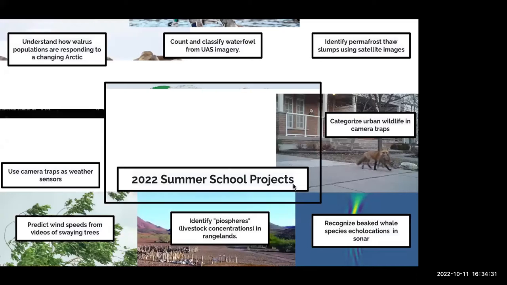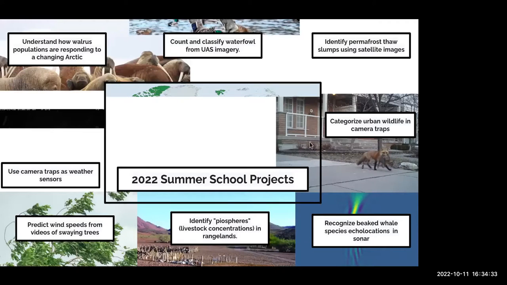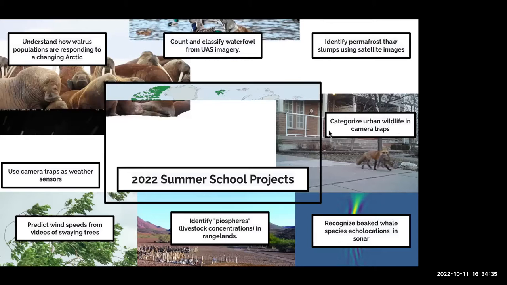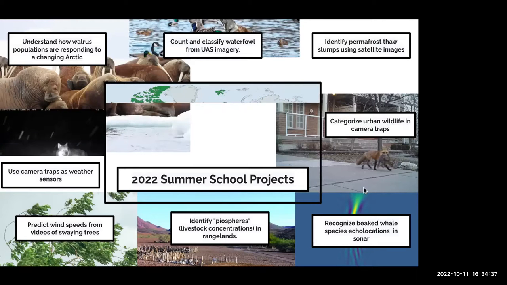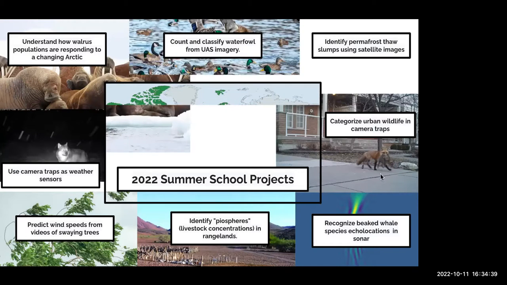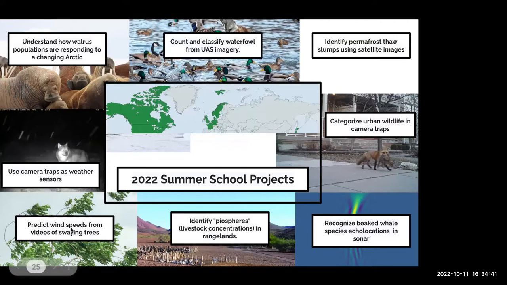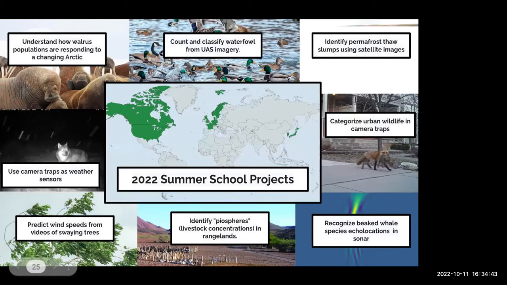And these are some examples of the projects from this year. One that I think might be interesting to all of you is there was an entire project around categorizing urban wildlife in camera traps. And then there was another one looking at 3D modeling and predicting wind speeds from videos of swaying trees, for future potential fire identification.